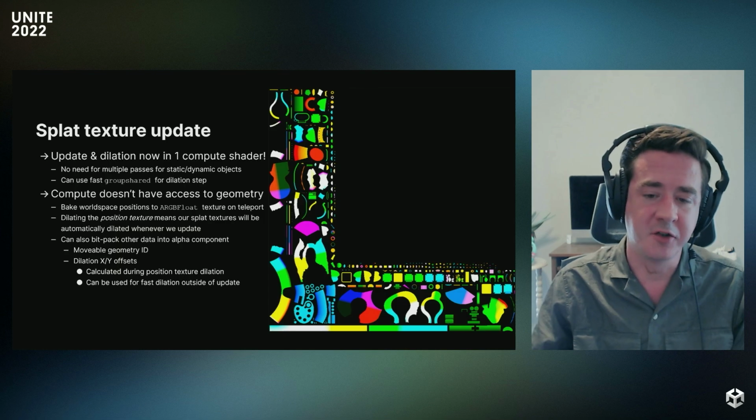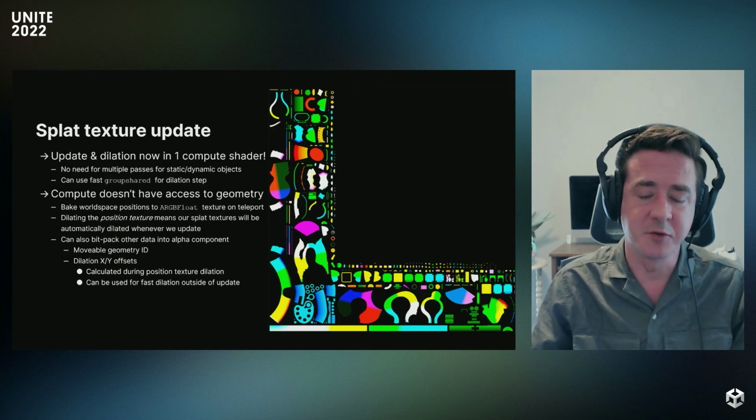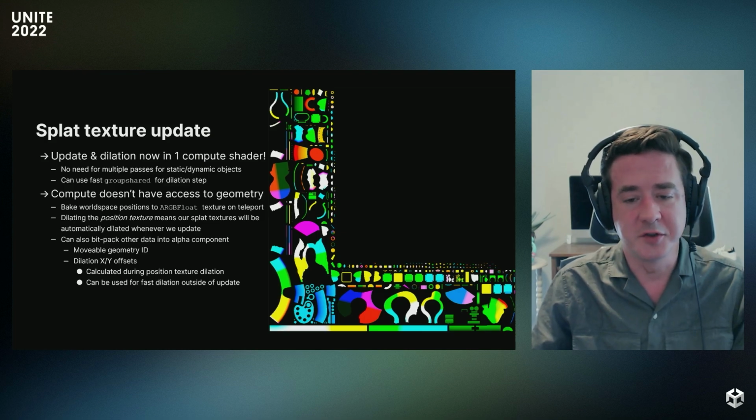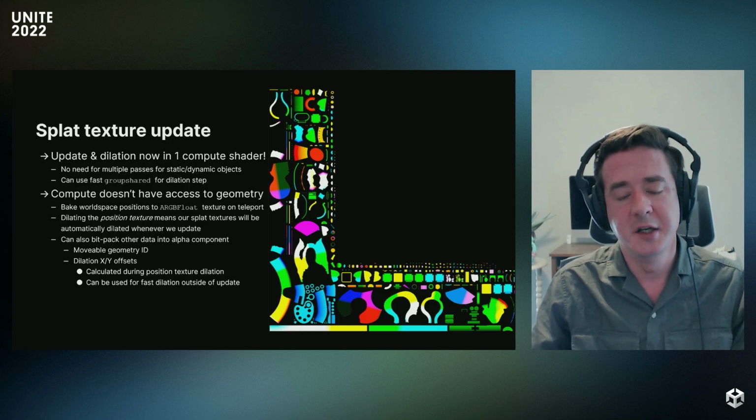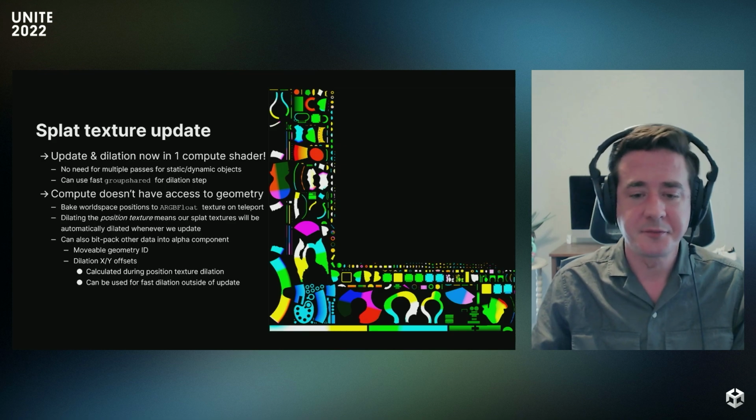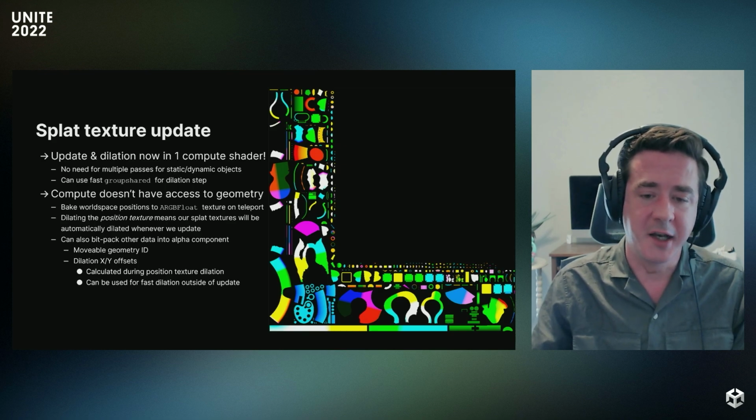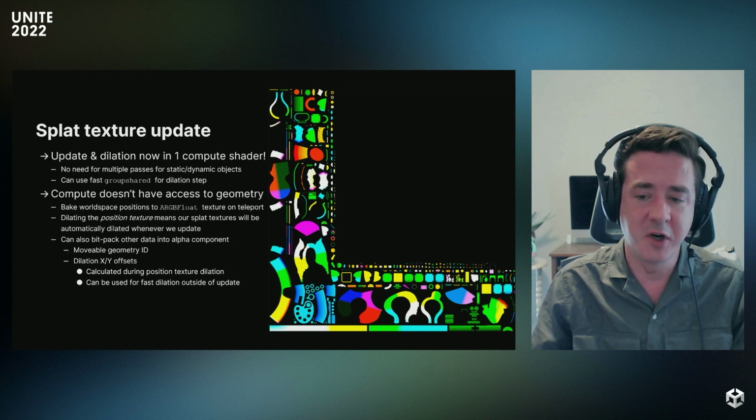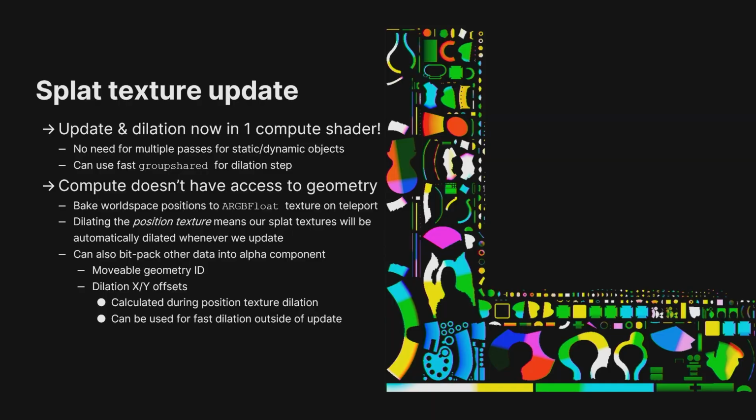And we have an extra channel here. We're using RGB for the XYZ of the world space, but then we still have an alpha component left. So for that, we also pack some more data in there. We store things like the moveable geometry ID, which is used for doing the splat culling for movable objects. And we also store the dilation XY offsets there as well, so that if we ever need to dilate some textures outside of the compute shader, we have access to that and can do that with 2 texture reads instead of multiple passes.